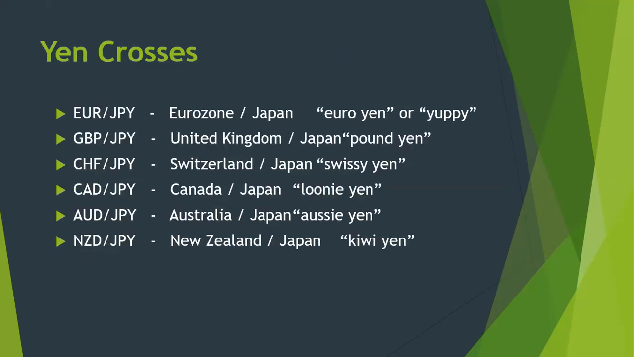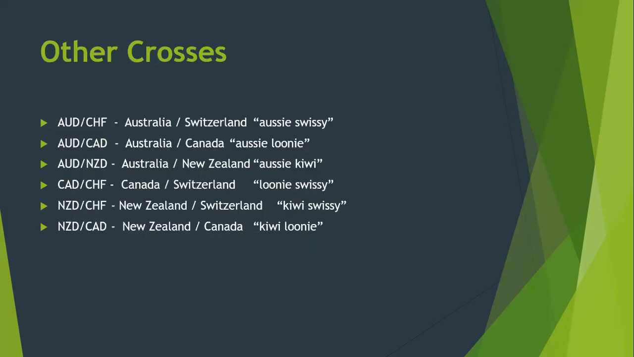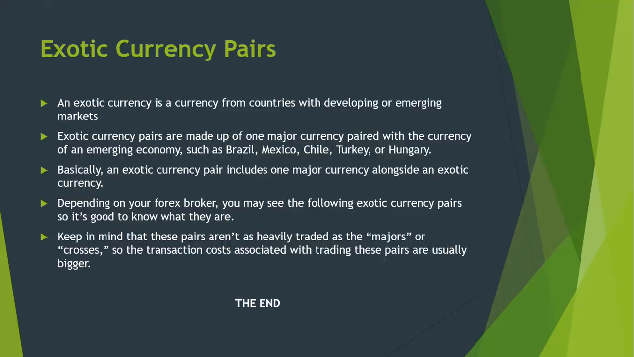So we have yen crosses and pound crosses, and other crosses are from Australian dollar, CHF, Switzerland, Australian dollar, Canadian dollar, Australian dollar, New Zealand, CAD CHF, NZD CHF, and the NZD CAD.